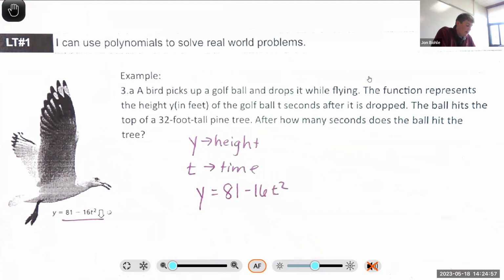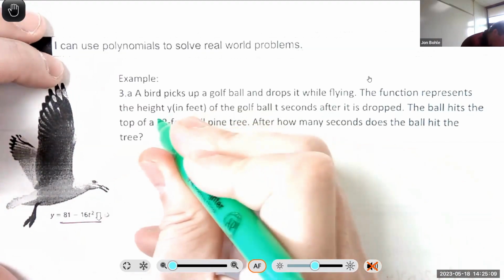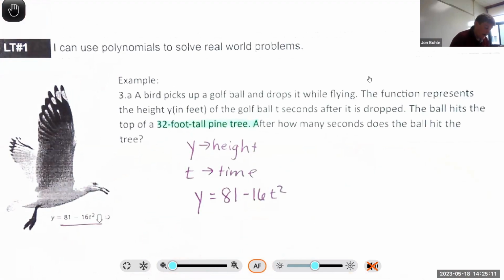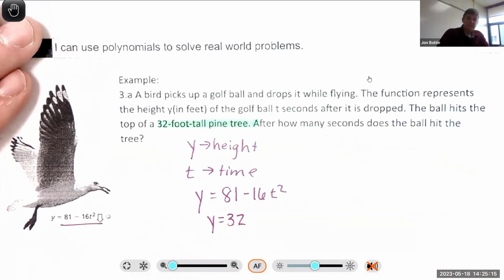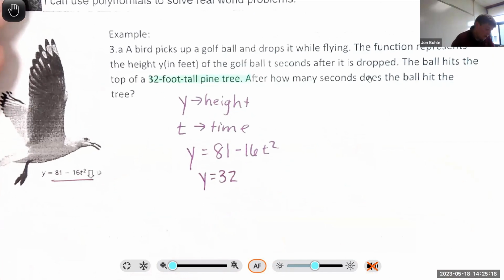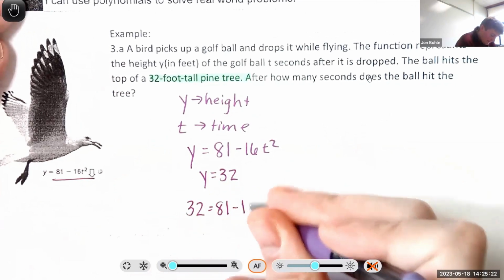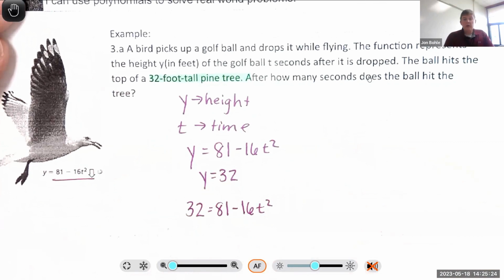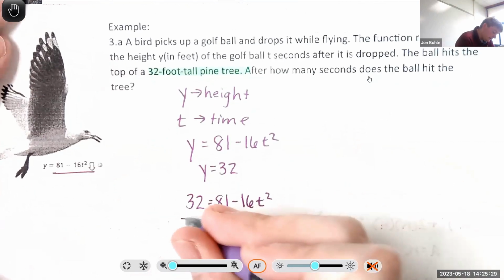The ball hits the top of a 32-foot tall pine tree. After how many seconds does the ball hit the tree? So it tells us that this pine tree is 32 feet tall. Okay, that is a height. And what's representing height? y. So we know that y is equal to 32. So I can replace y with 32. Okay, if I want to use the zero product property to solve this, I have to have it set equal to 0.